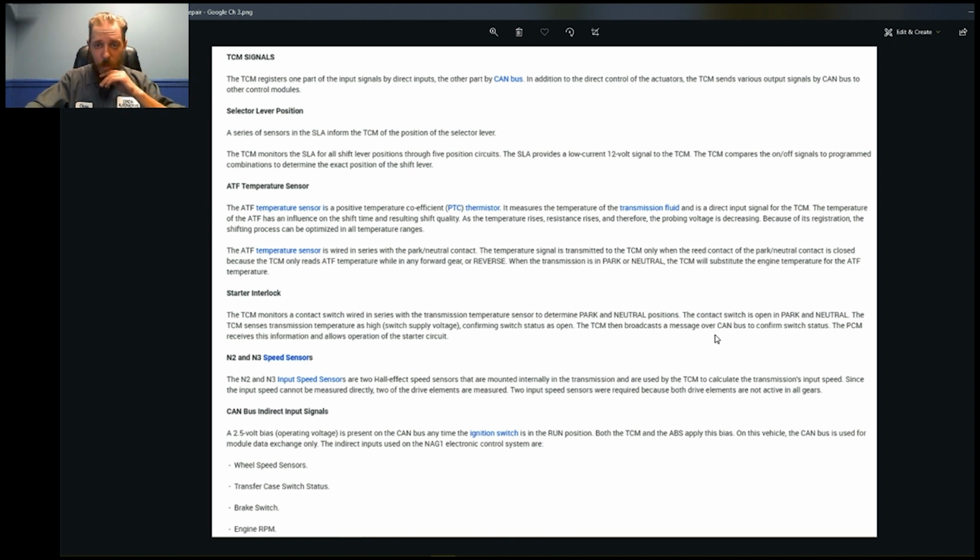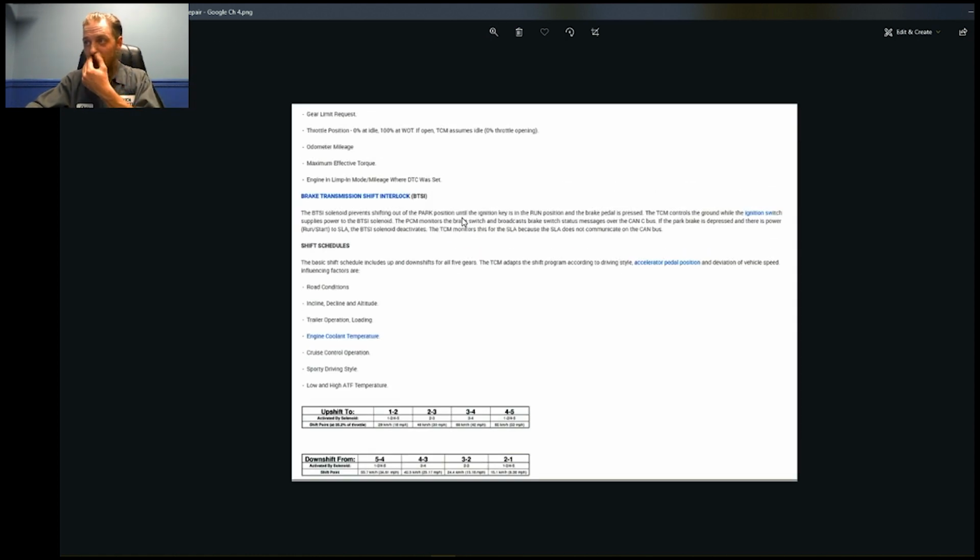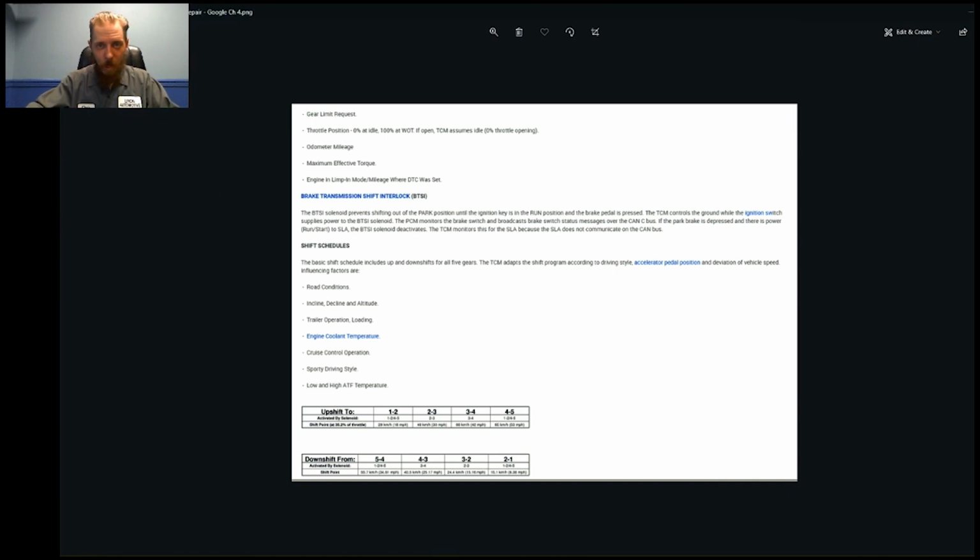The TCM then broadcasts a message over the CAN bus to confirm this. The PCM receives the information and allows operation of the starter circuit. So this is what we care about. This is what we really want to get into. So, I mean, we can briefly look at the other stuff here. You know, we've got, let's zoom back in for you guys.